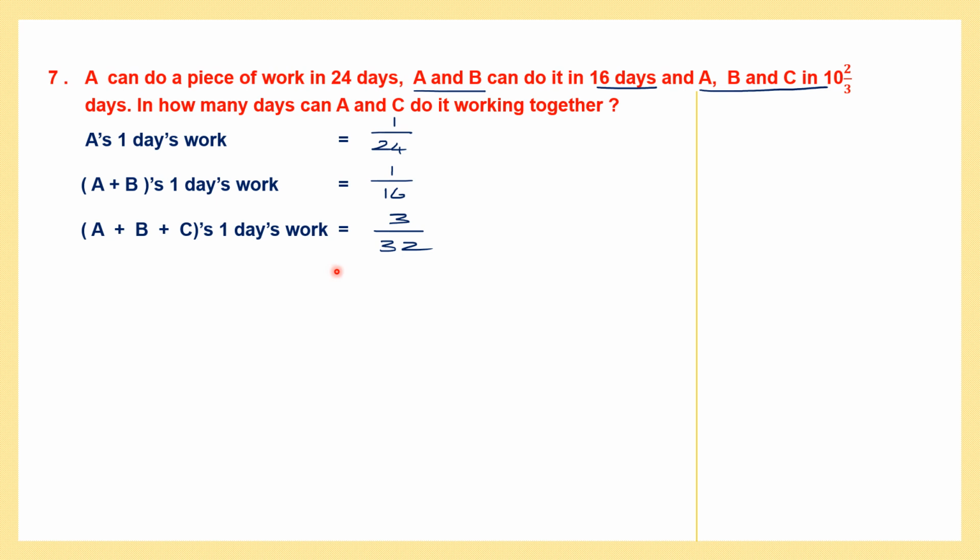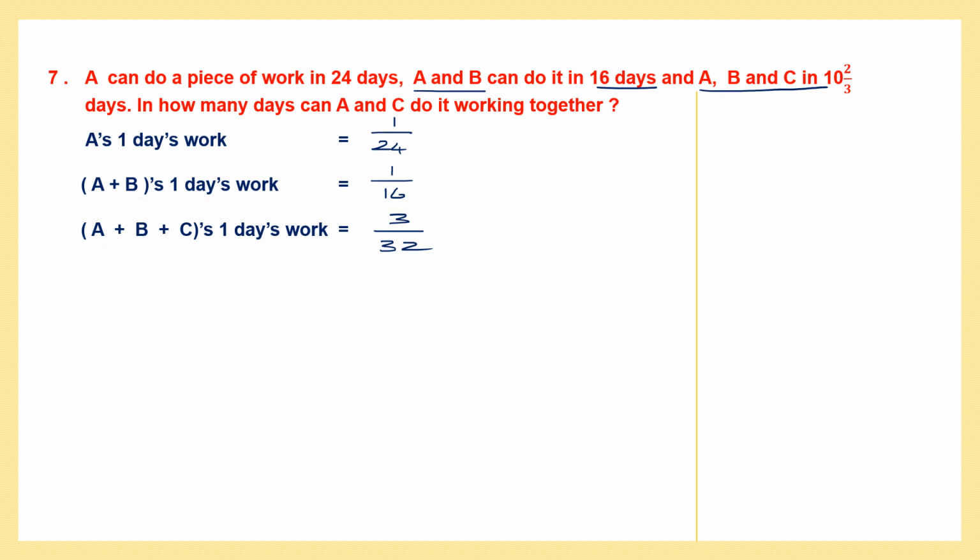Now what are we asked to find? We are asked to find in how many days A and C can do it working together. Now A we already know, A's 1 day's work, but C's 1 day's work we don't have. So we're going to make use of this third statement and the second statement. Here we have A plus B's 1 day's work, 1 by 16. We are going to substitute it here.